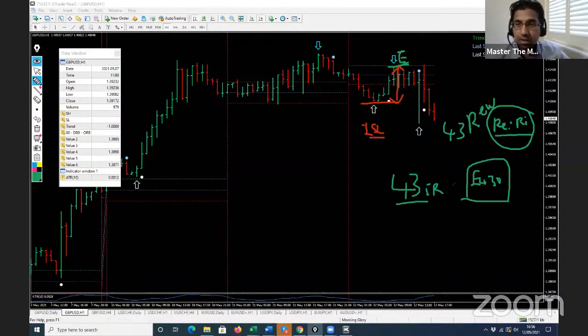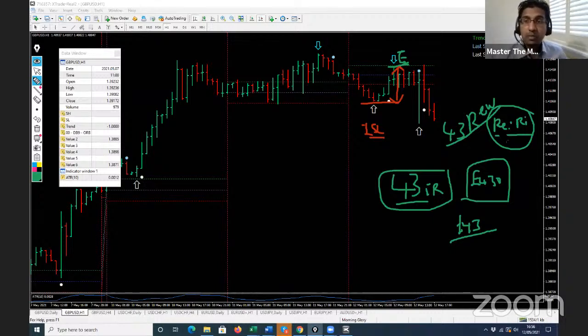Yes, some of you may argue that it doesn't matter how far the initial stop loss is, I can reduce the size, I can put 1 pound a pip and make it 43 pounds. But regardless, the point remains that it's got to travel 43 pips to make at least one-to-one. That's point number one.